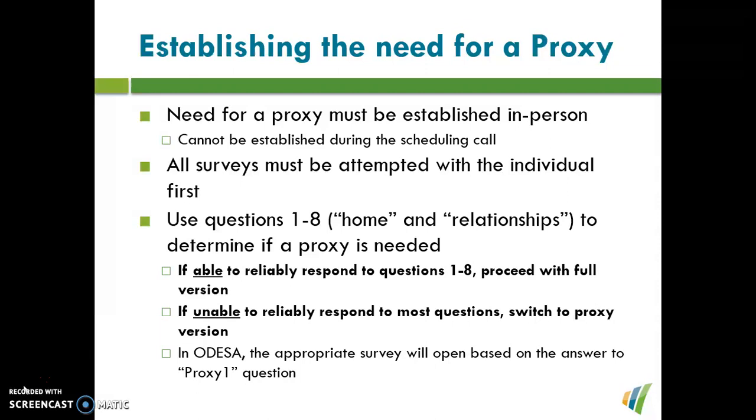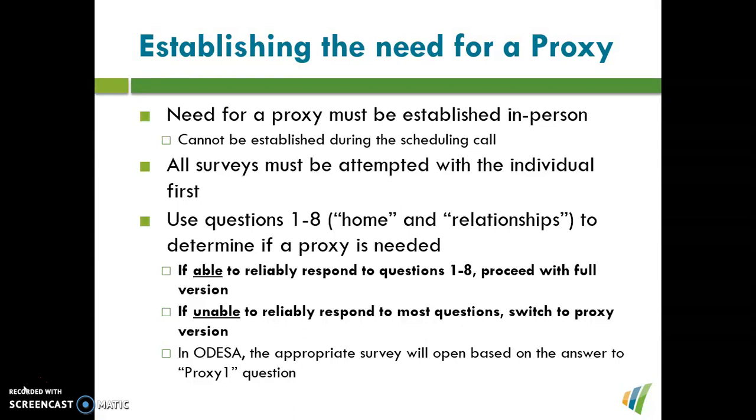Again, keep in mind that it's absolutely okay if you think that maybe throughout the survey the person's going to need a little help remembering some information. That's absolutely fine. The person can have help throughout the survey for those questions that are allowed to be answered by a proxy to get the help that they need.